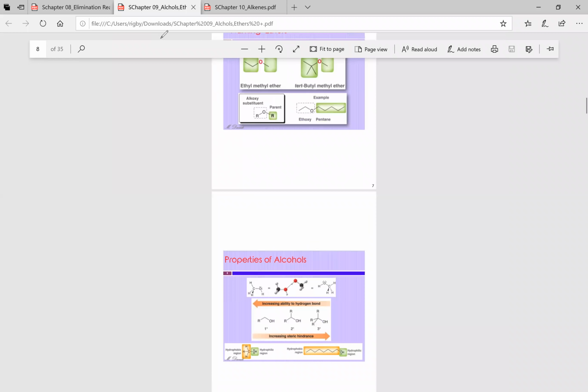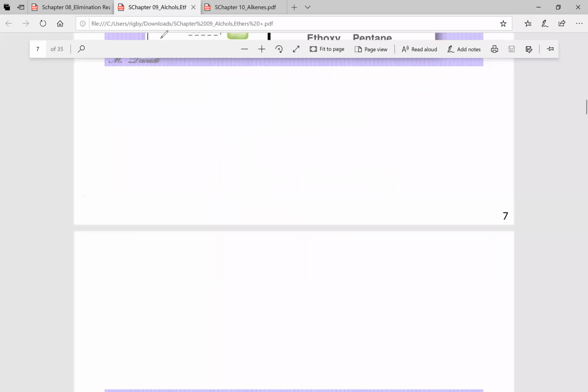Where are you getting butoxy? Oh, I'm sorry. It should be isopropoxy. I was thinking about tert-butoxy again because that's my favorite bulky base. So it should have been isopropoxy pentane. I'm so sorry. Okay.